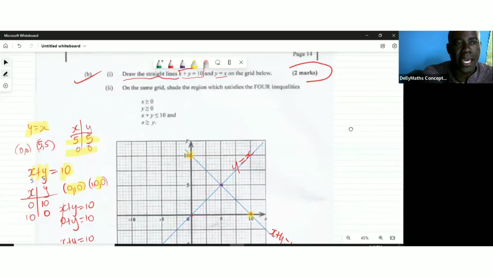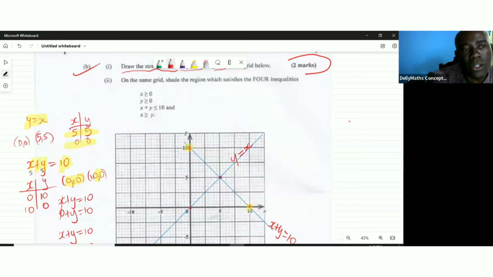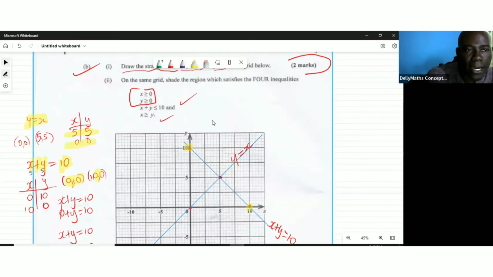On the same grid, shade the region which satisfies the 4 inequalities. You could see that they gave us 2 more inequalities. So we had this and this to deal with on our own. And now they're saying here are 2 more inequalities: x is greater than or equal to 0, y is greater than or equal to 0.